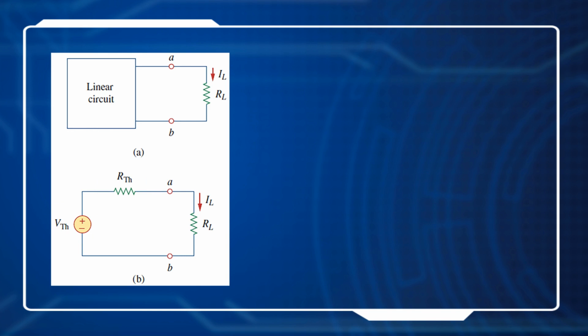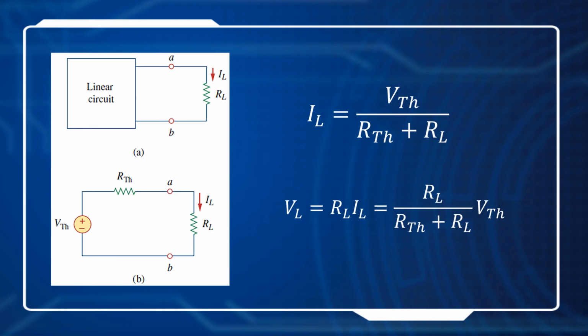That will be much easier, where IL equals VTH over RTH plus RL. And VL equals RL multiplied by IL, which equals RL over RTH plus RL multiplied by VTH. That's all for this section.